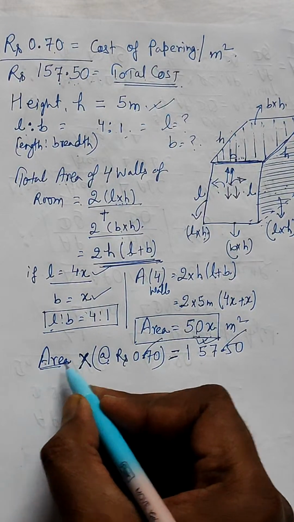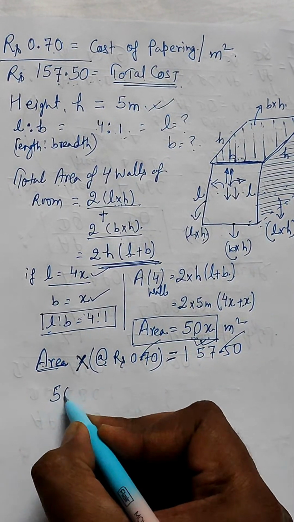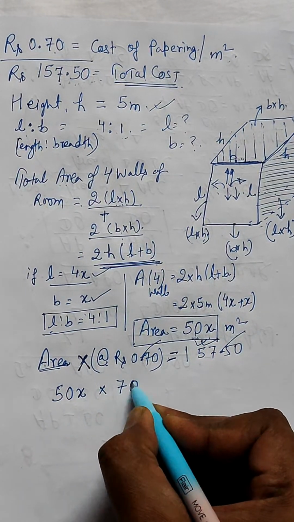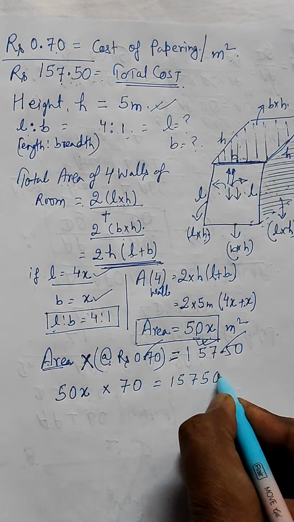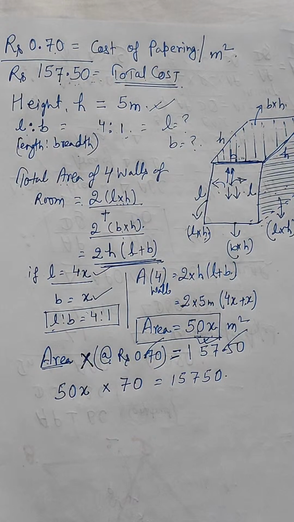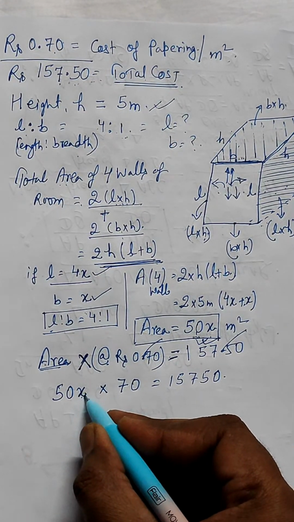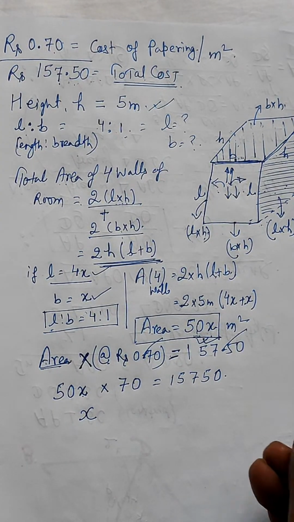Yeah, so in place of area just put the value of 50x. So 50x will be there, and multiplied by 70, you are getting 15750, right? Now since x is a variable, keep it on the left hand side, right?